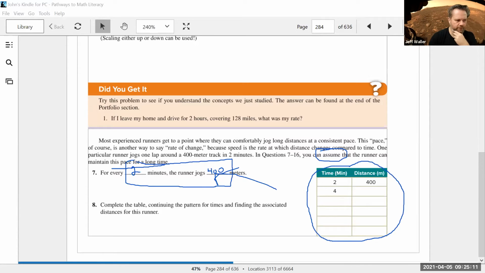Good Lord, Jeff. Why do you have to, like a football coach trying to diagram a play? Stop it.